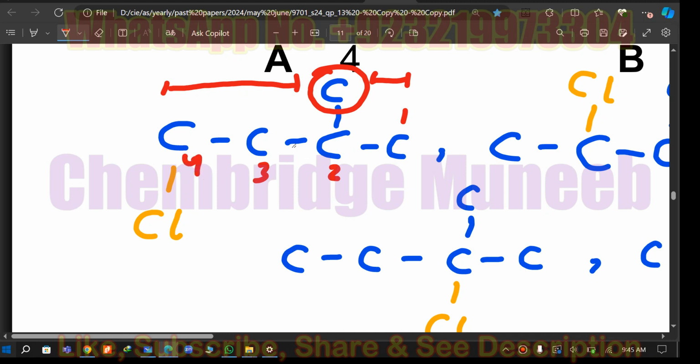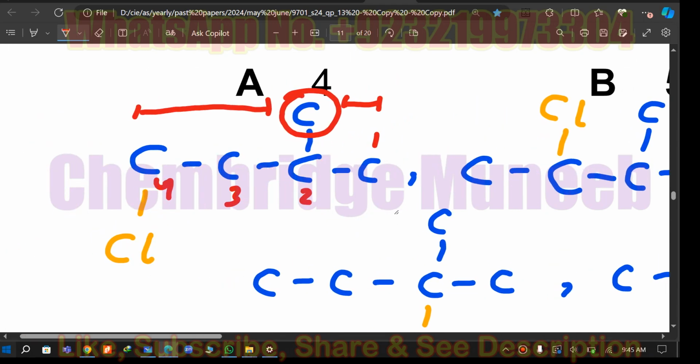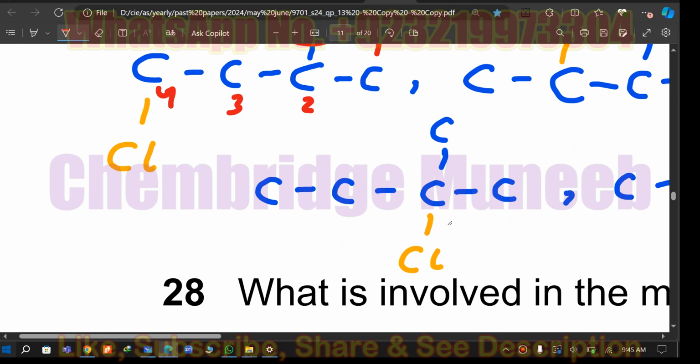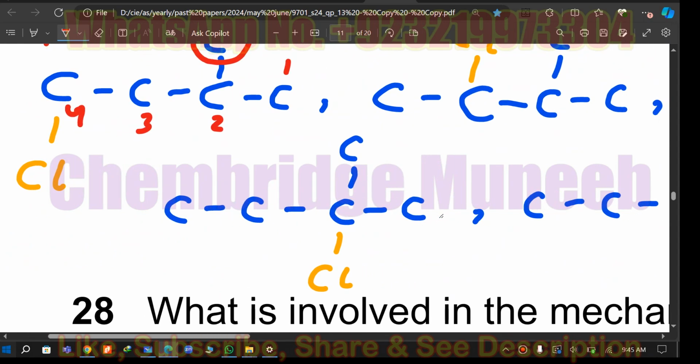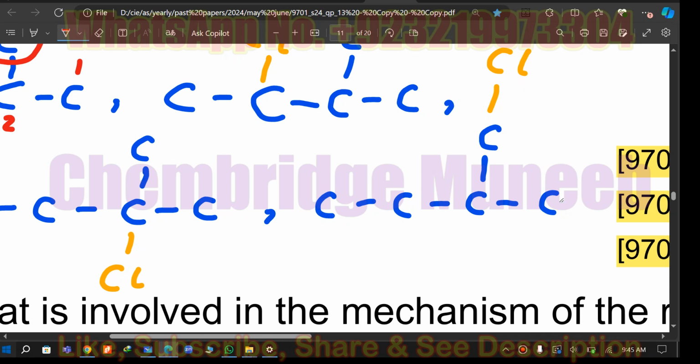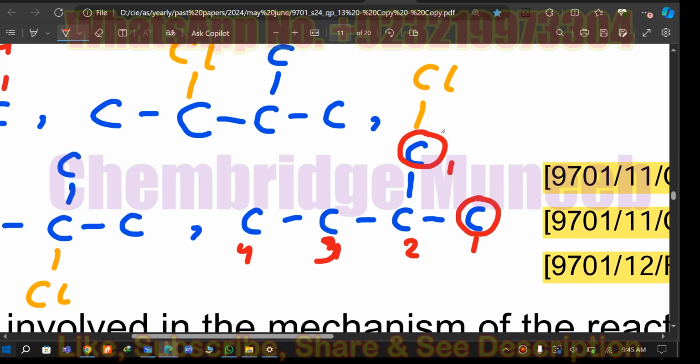So in the first case I have put the chlorine on the 4th position, then on the 3rd position, and in this case on the 2nd position. Now I can even put it on the branching, which means on the 1st position. So all 4 positions have been substituted with the chlorine atom. There are 2 carbon atoms with position number 1 because these both are the same, so either you put chlorine on this one or on this one, it means the same.